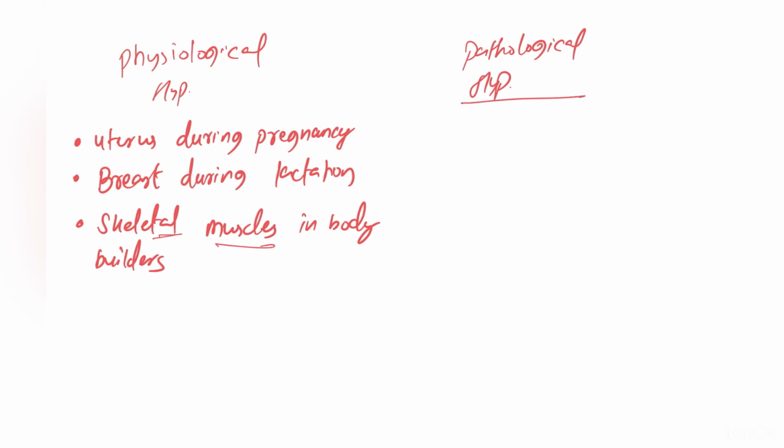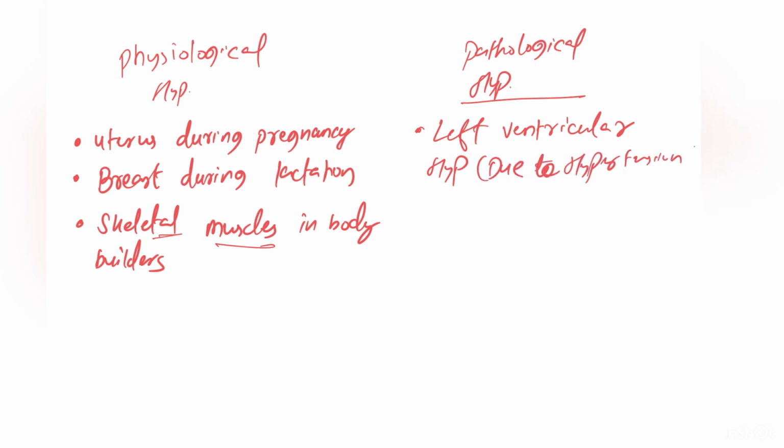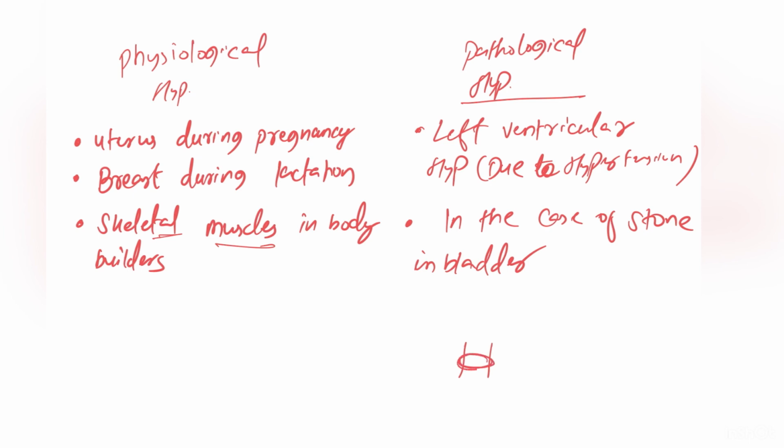Now, pathological hypertrophy, for example, left ventricular hypertrophy. This occurs due to hypertension. Another example of pathological hypertrophy is in the case of a stone in the urinary bladder. Suppose there is a stone here in the urinary bladder. The part of the bladder proximal to the stone will get hypertrophied. So these are the examples of physiological hypertrophy and pathological hypertrophy.